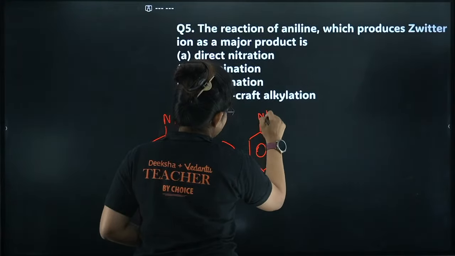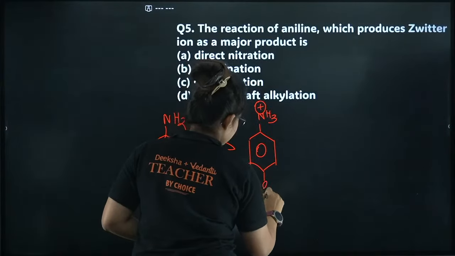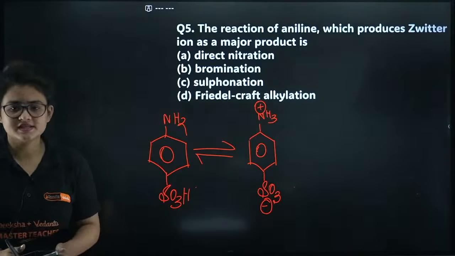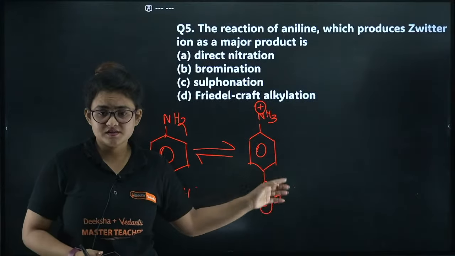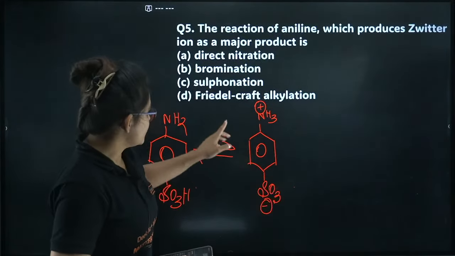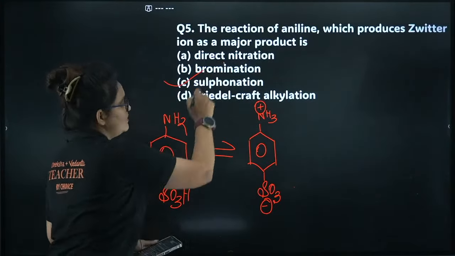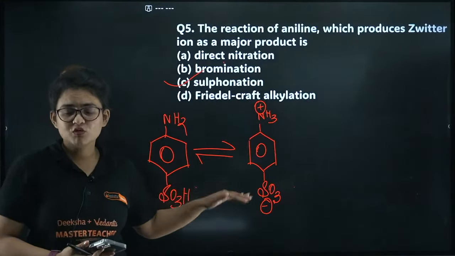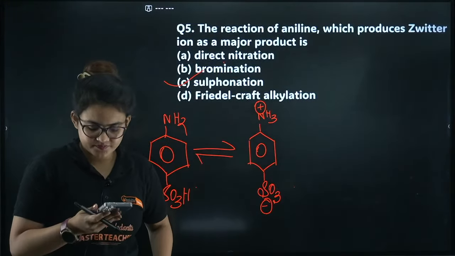That is NH3 plus and SO3 minus. Okay, so you can see they can exist in Zwitterionic configuration. So you can say sulfonation will help. That can give you this type of configuration and they will equilibrate in the Zwitterionic form.